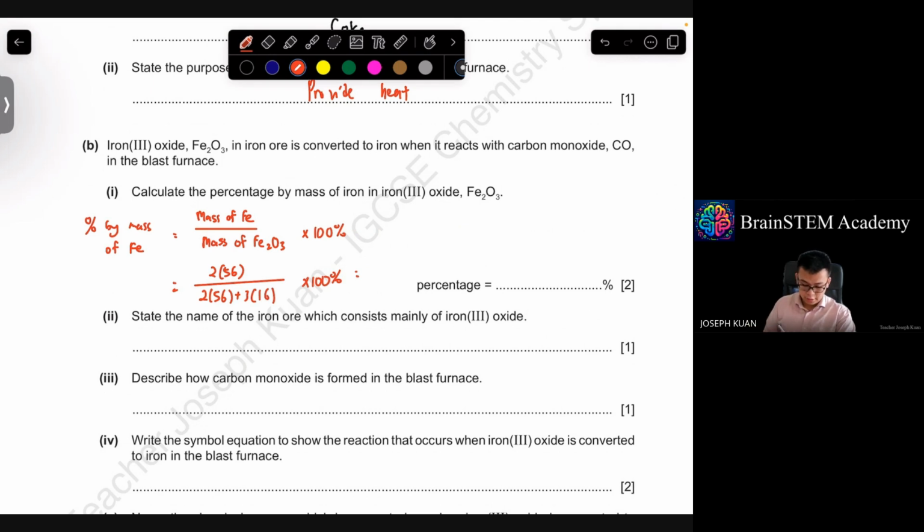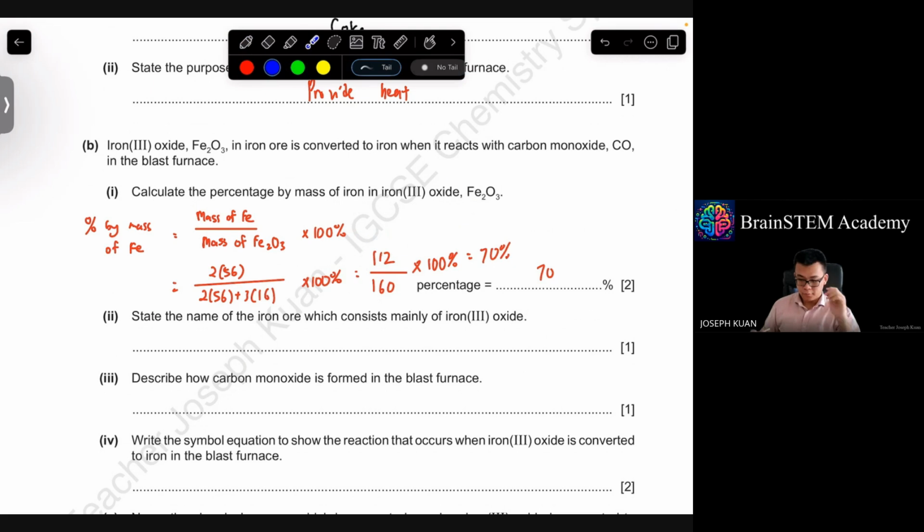160 is the mass of iron trioxide. And then 2 times 56 is 112. So 112 over 160 multiplied by 100%, that gives you 70%. All right, for 2 marks. By the way, it's given to you, the molar mass of iron trioxide, and also the mass of iron.